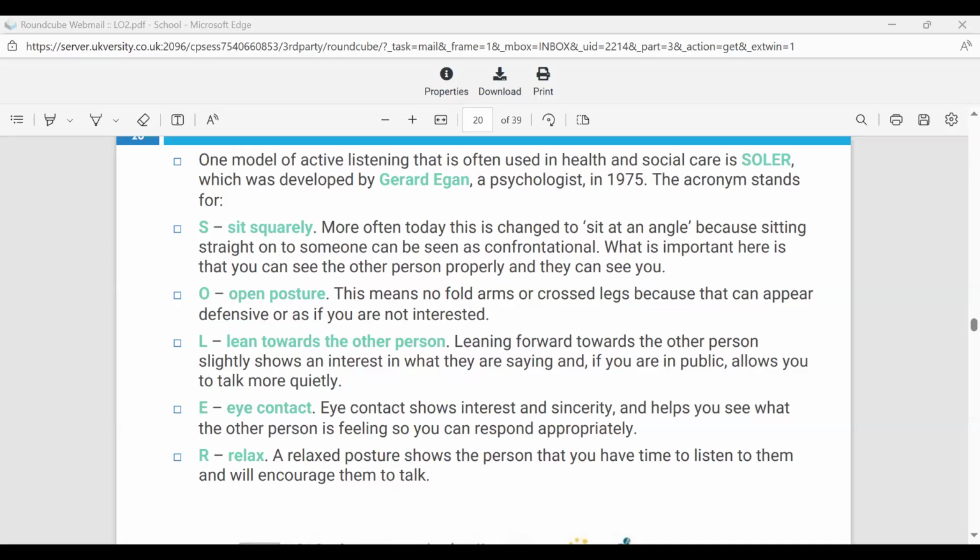This kind of model builds a rapport, a connection, between you and the individual, and also makes sure that you are able to speak freely and they understand, and it increases engagement between you and the individual. So it's really important to take on board this SOLAR model when you're talking to someone.